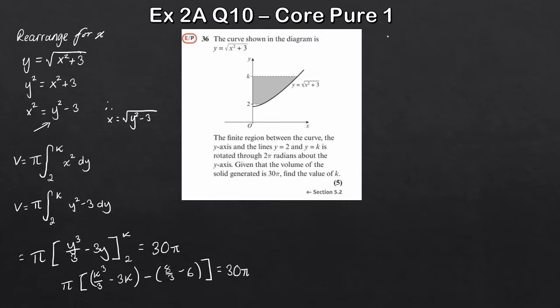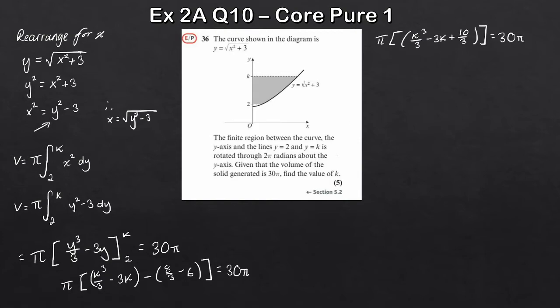So what we'll do is we'll take it up here just so we've got enough room. So we can start simplifying here. This 8 over 3 minus 6, this will simplify to give you minus 10 over 3, so we're going to add 10 over 3 here. So this will be pi times k cubed over 3 minus 3k plus 10 over 3. Okay, and this is equal to 30 pi still.